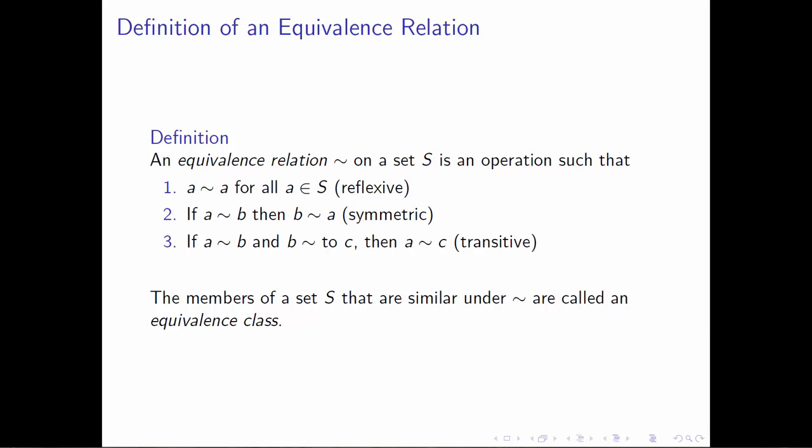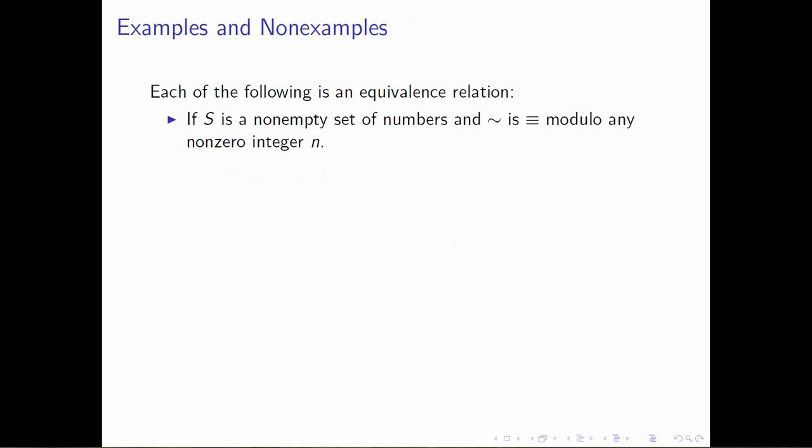Let's start out with some examples of equivalence relations and also some non-examples. Each of the following is an equivalence relation on a set. Here's an example. If S is a non-empty set of integers, and tilde is the concept of being equivalent modulo a particular non-zero integer n, then this forms an equivalence relation on the set. All elements that have the same remainder when you divide by that non-zero integer n will break the set up into equivalence classes.